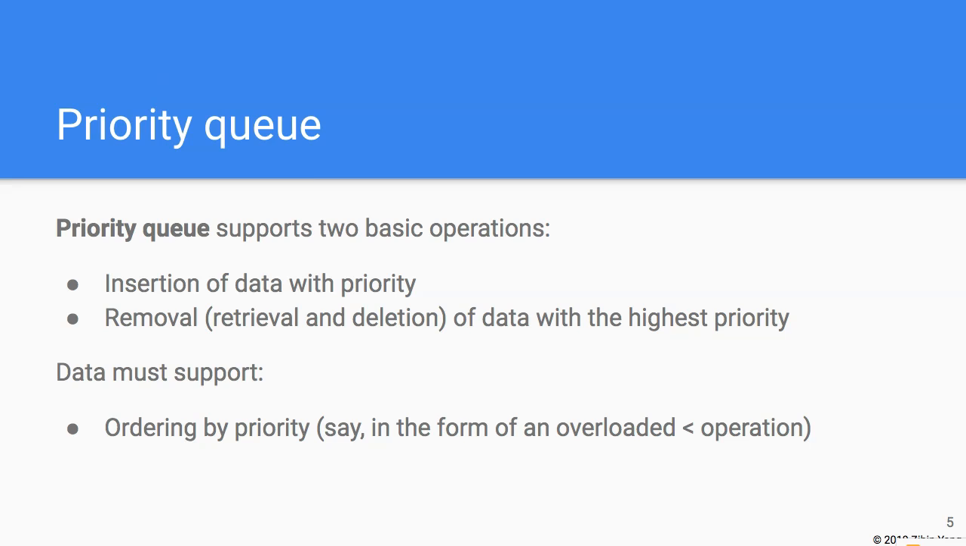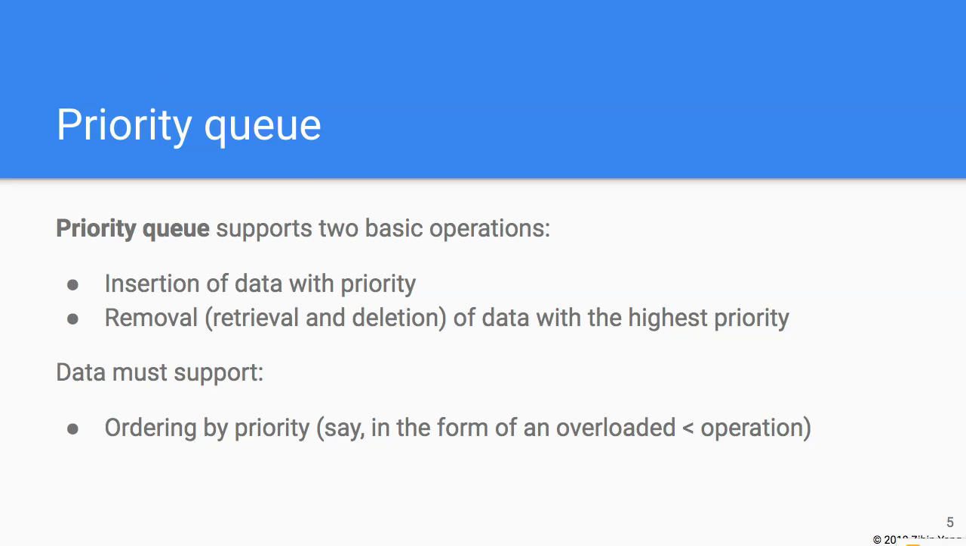Now, what can a priority queue actually do? From the previous example, we can see it really is fairly simple. It really does only two things. One is that we want to be able to insert, to add data, and these data would have to have some sort of priority. The second thing is that we want to be able to retrieve the data with the highest priority, and that data is also deleted from the queue. So that's really it for a priority queue.